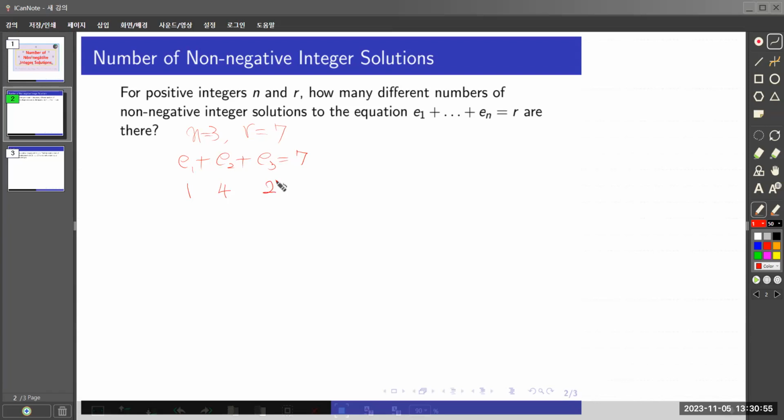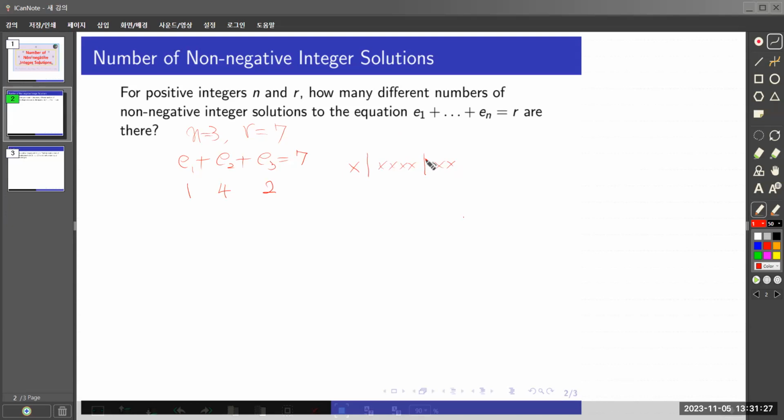Well, this one can also be expressed like this. There are 3 distinct boxes. In the first box, we have 1 x. In the second box, we have 4 x's. And in the third box, we have 2 x's. To distinguish between the first, second and third box, we put bars like this, okay?